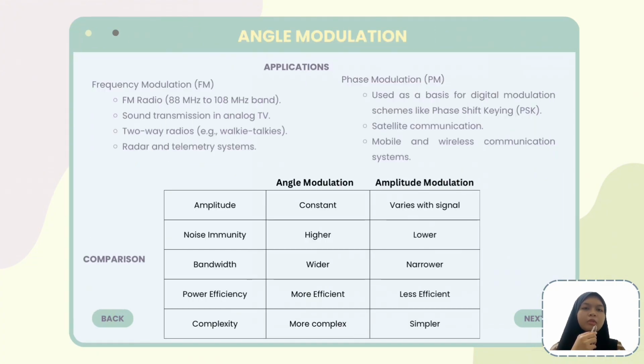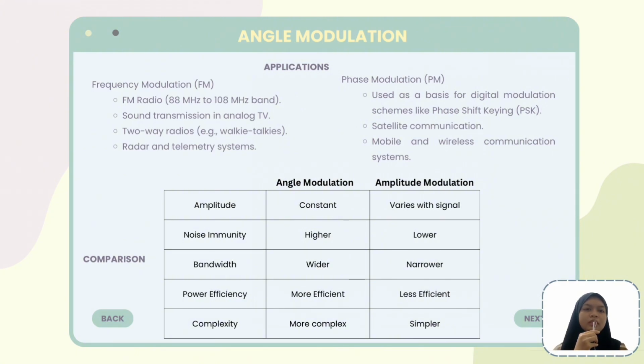Applications for frequency modulation: FM radio, sound transmission in analog TV, two-way radio such as walkie-talkies, and radar and telemetry systems. Applications for phase modulation: used as a basis for digital modulation schemes like phase shift keying (PSK), satellite communication, and mobile and wireless communication systems.